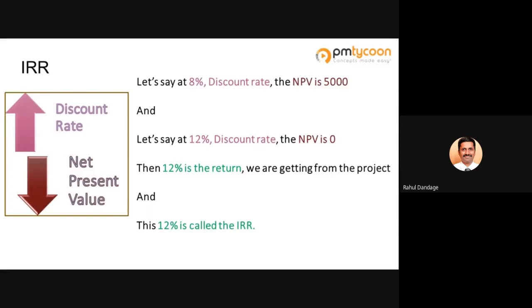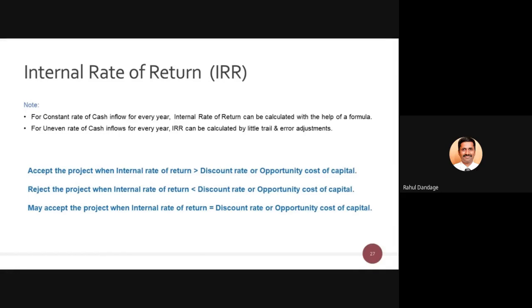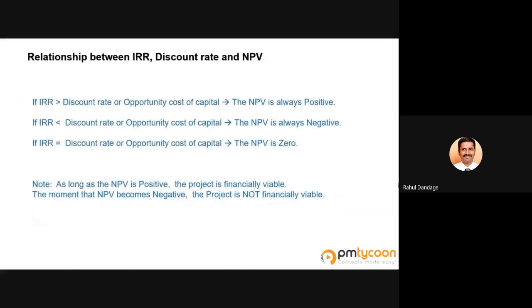The criteria for the internal rate of return is: if internal rate of return is greater than discount rate, then accept the project. And if the internal rate of return is less than the discount rate, then reject the project. And if the internal rate of return is equal to the discount rate, then you may accept the project considering other project benefits.